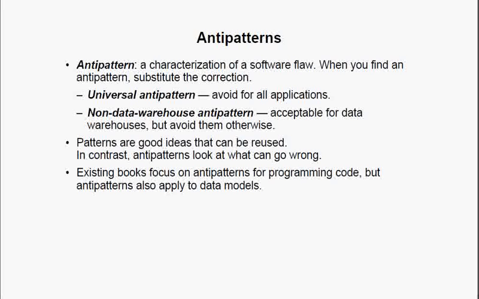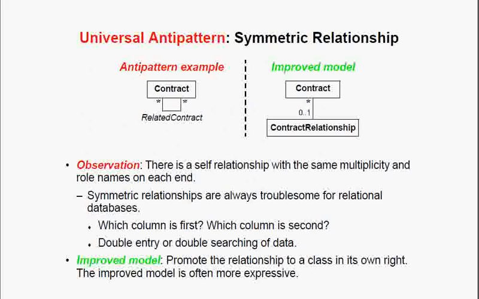So a pattern is a good idea that can be reused. In contrast, an antipattern is a bad idea that you want to make a point of not using. Existing books focus on antipatterns for programming code, but antipatterns also apply to data models, as you'll see in this video. So here's an example of an antipattern.